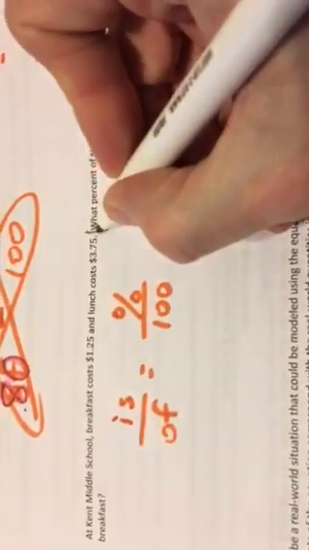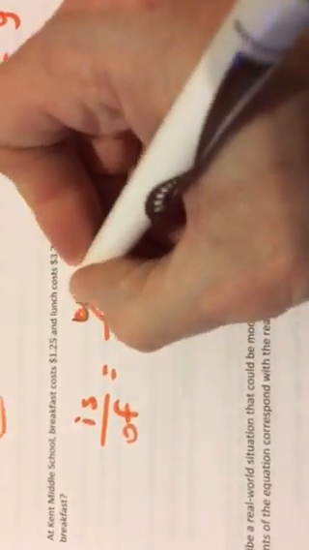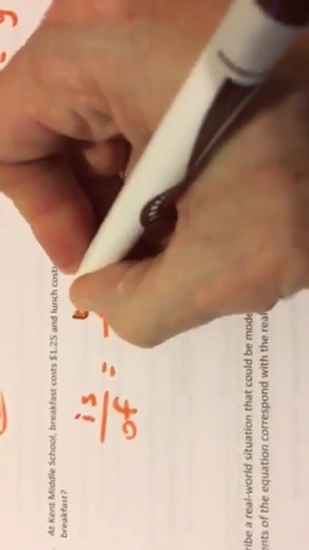Let's go to the sentence. At Kent Middle School, breakfast costs $1.25 and lunch costs $3.75. What percent? So that's our unknown. They're not telling us any percent. So I'm going to go ahead and put y as my unknown. What percent of the cost of lunch is the cost of breakfast?